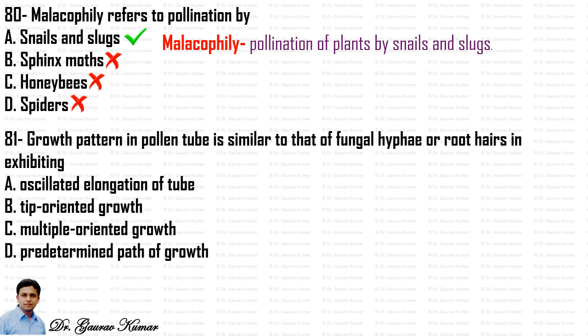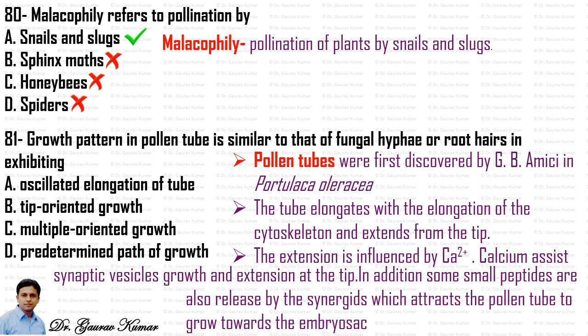Next question, the growth pattern in pollen tube is similar to that of fungal hyphae or root hairs in exhibiting. So the pollen tube was first discovered by G.B. Amici in Portulaca oleracea. The tube elongates with the elongation of the cytoskeleton and extends from the tip. The extension is influenced by calcium. The calcium assists synaptic vesicle growth and extension at the tip.